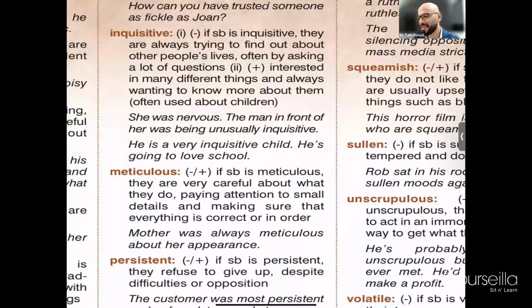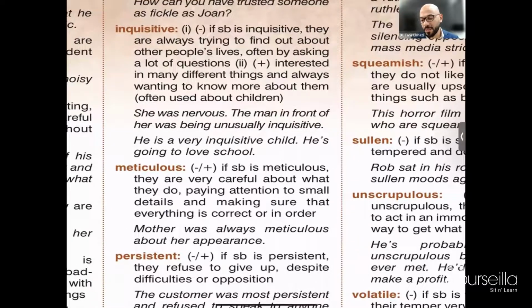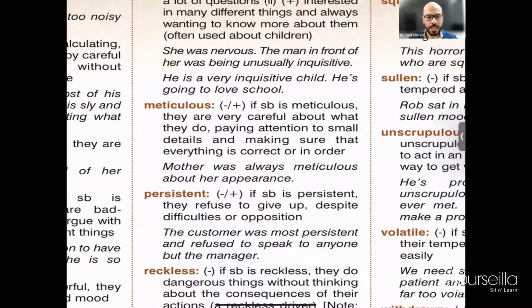تمام؟ تعالوا نبص هنا. If somebody is inquisitive, they are always trying to find out about other people. بص كده. She was nervous. The man in front of her was being unusually inquisitive. عمال يسألها أسئلة كتير قوي. تمام؟ And the last word is meticulous. حد خد الكلمة دي قبل كده؟ حد عارف يعني ايه بسرعة؟ Meticulous. What does it mean? طيب. This is the last word.